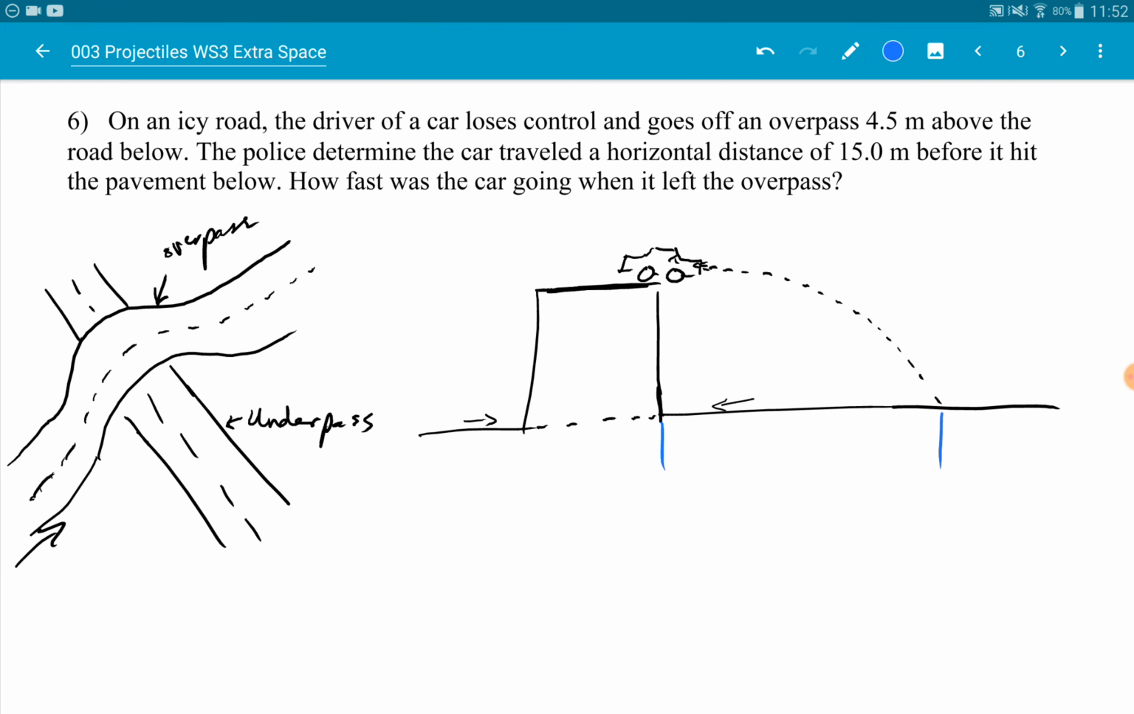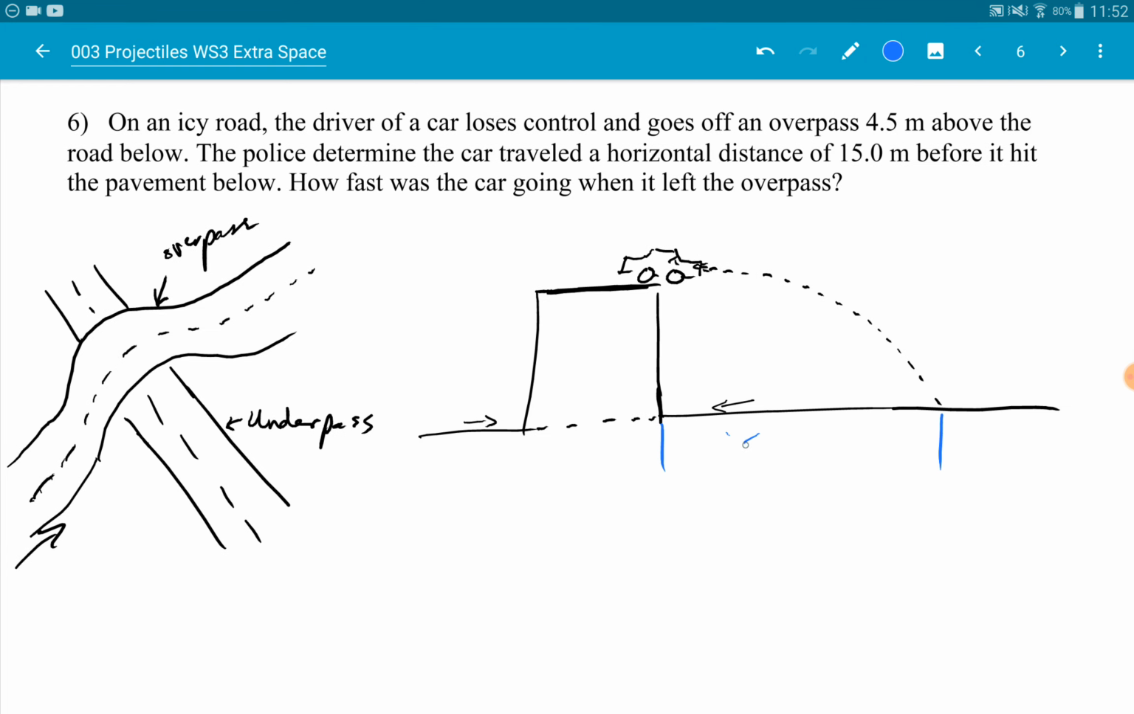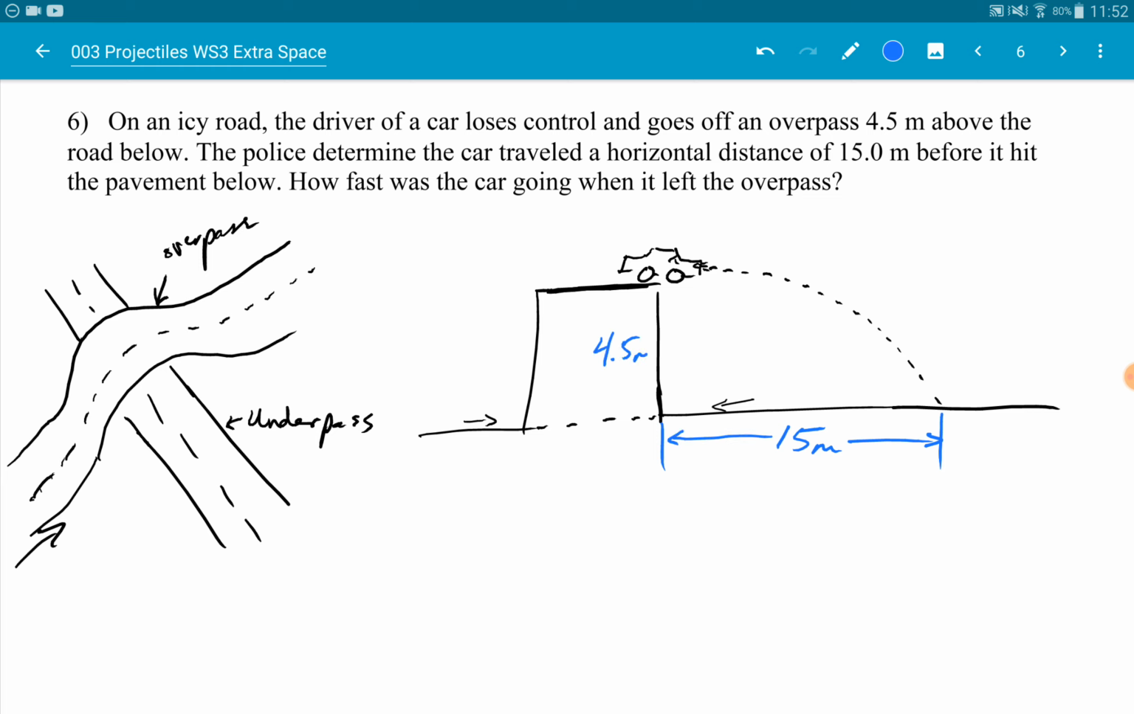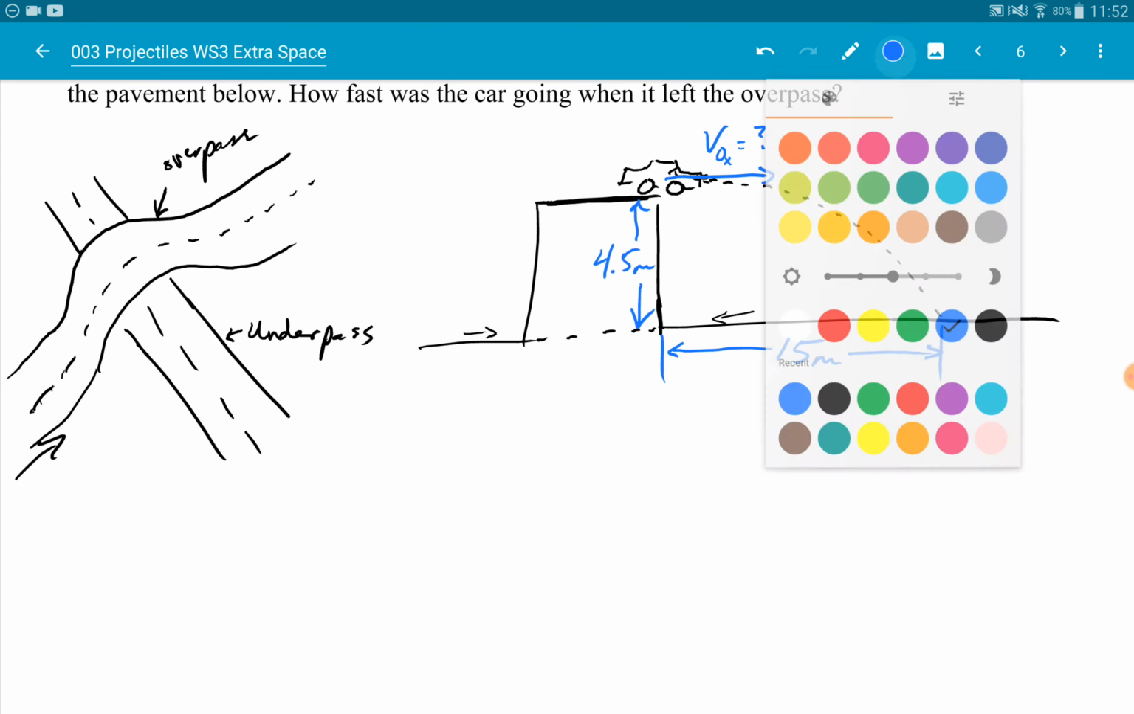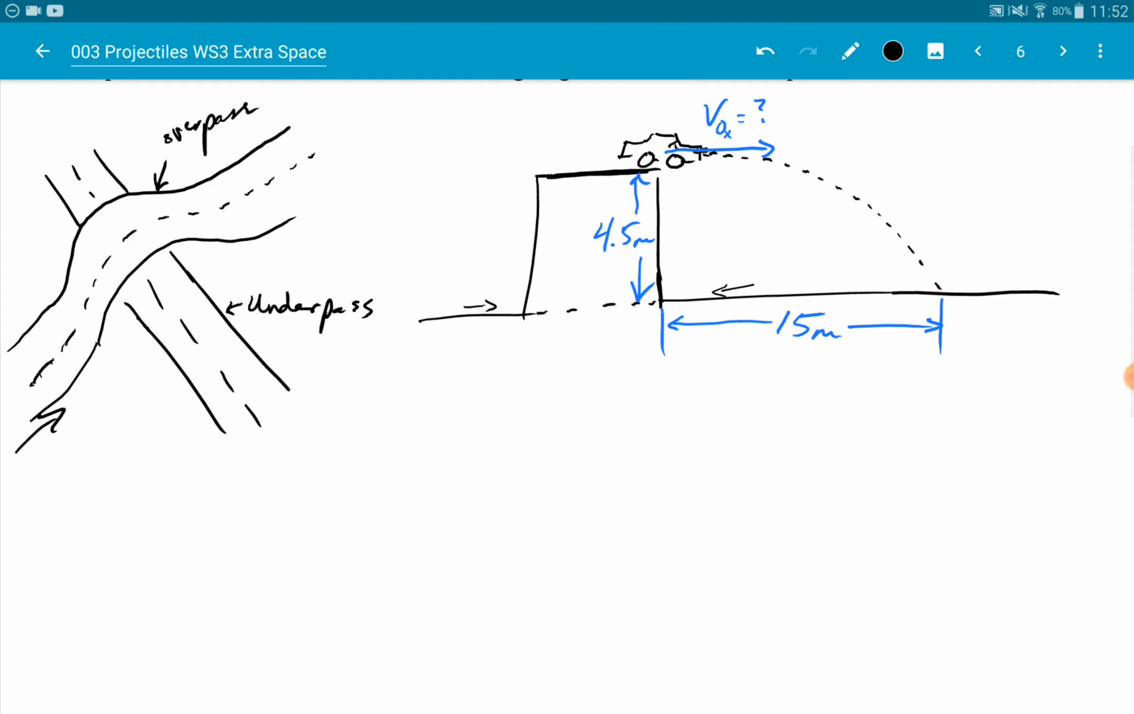We know that this delta x is 15 meters. And we know the height of that thing is 4.5 meters above the road below. And what are we trying to figure out? We're trying to figure out how fast that car was going. What's the horizontal velocity, in the x direction? And that's the only thing that we're trying to figure out. Oh, okay, cool. Now we might have to figure out a bunch of other things along with that to be able to figure that out.